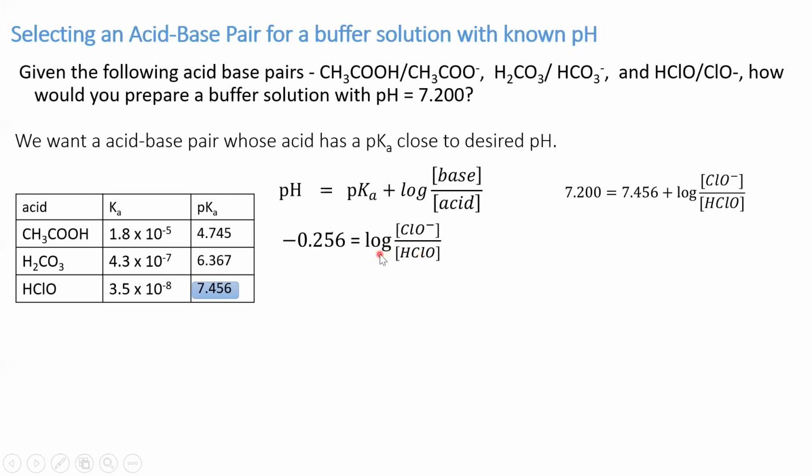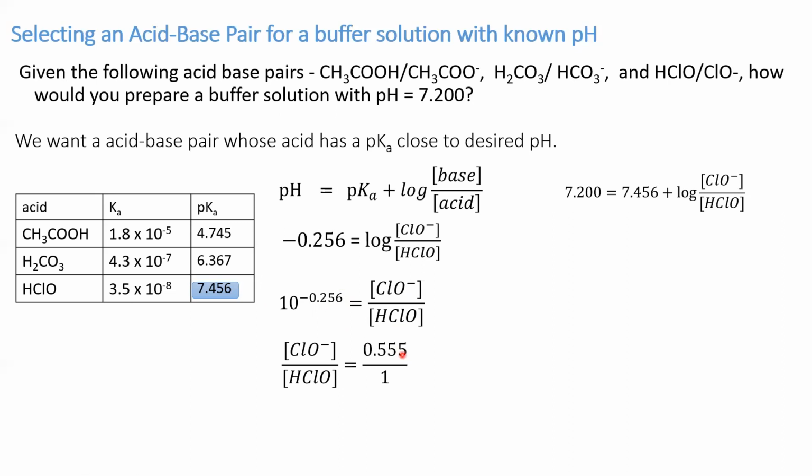All right, well, we want to get rid of the log. So we'll just take 10 to the x on both sides. That cancels out our log. And we get 10 to the negative 0.256 equals the concentration of our base over our concentration of our acid. So if we plug this into the calculator, we get 0.555.